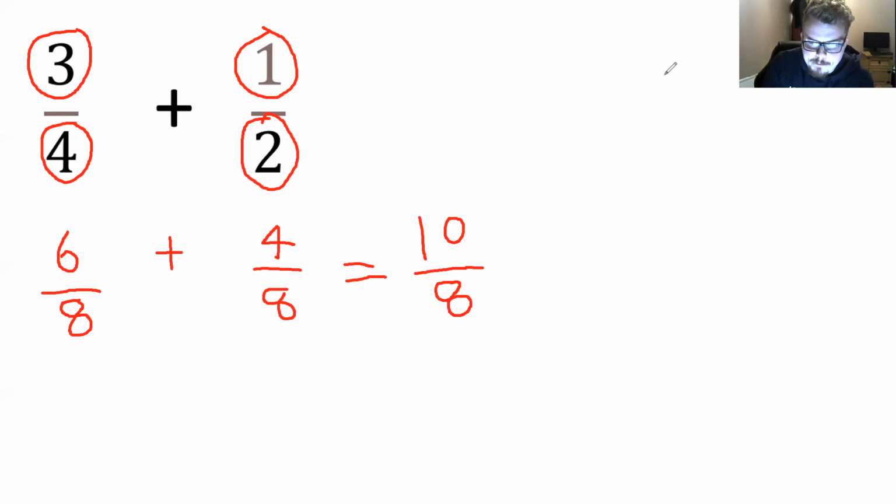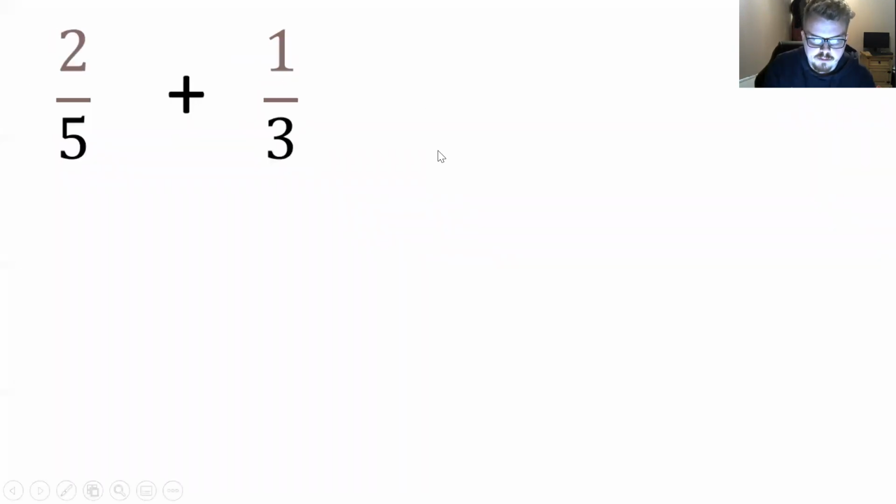All right, so I'm going to do it one more time, just so it's very clear. My next question is 2/5 plus 1/3. Once again, I need to make both denominators the same. So I've got 5 here and I've got 3 here. And to make them the same, I just multiply them together. So 5 multiplied by 3 is 15. So that will be my new denominator. I'm adding them together, so I'll put the addition sign here.